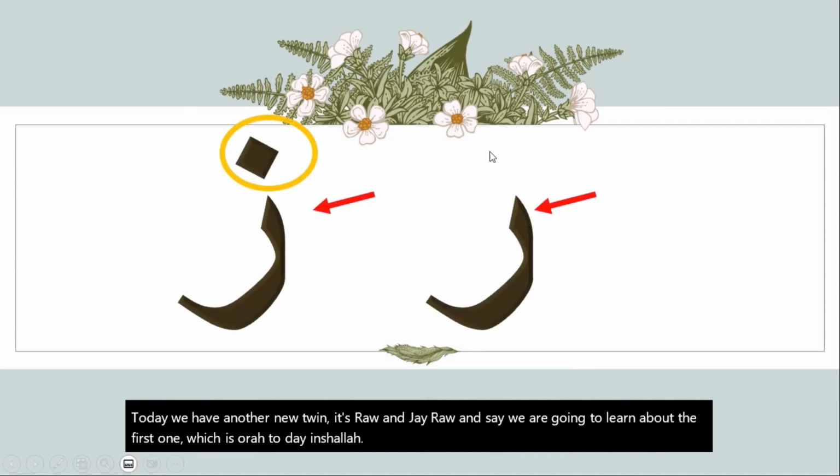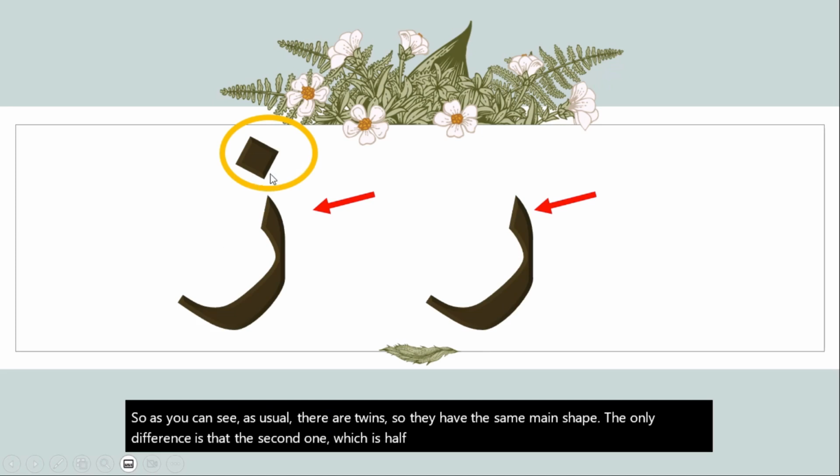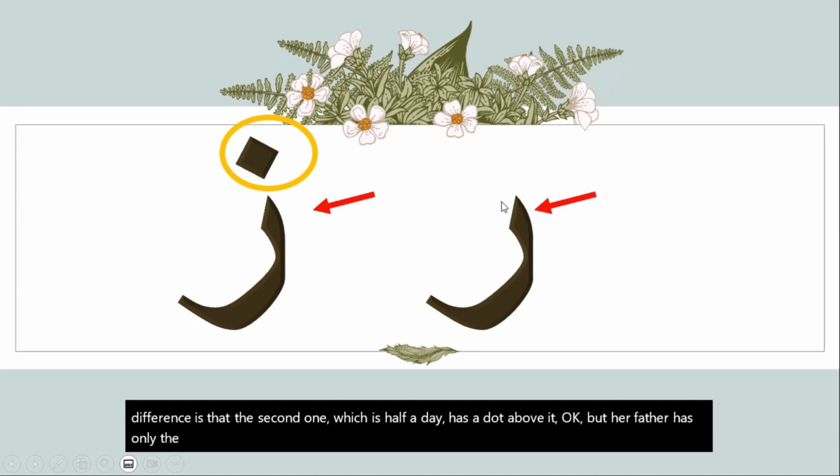So as you can see, as usual, they are twins, so they have the same main shape. The only difference is that the second one, which is حرف الزاي, has a dot above it, okay? But حرف الراء has only the shape, nothing else.